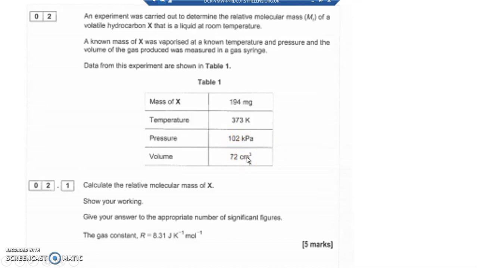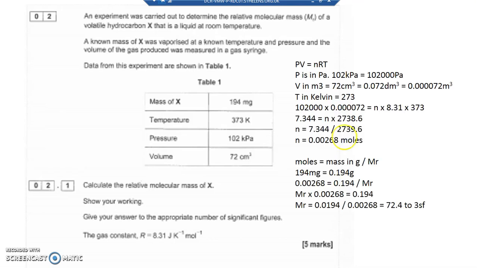Centimetre cubed is actually going to be in meters cubed, so to convert centimetres cubed into the next unit up, which is decimetre cubed, you divide by 1,000, and to convert decimetre cubed up into meters cubed, you divide by 1,000 again. So it's divided by 1,000 divided by 1,000 to get into meters cubed. Let's have a look at our equation then. PV equals nRT. P is in pascals, 102 kilopascals, 102,000 pascals, so we've converted that. Volume is in meters cubed, so as we said, 72 centimetre cubed, divide by 1,000 to get into decimetre cubed, divide by 1,000 again to get it into meters cubed. Temperature is already in Kelvin.